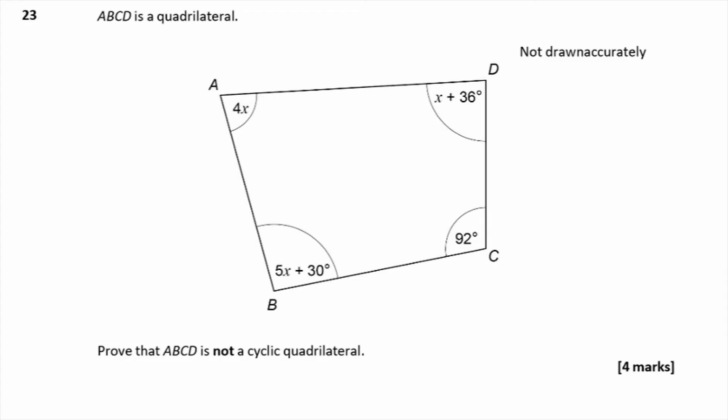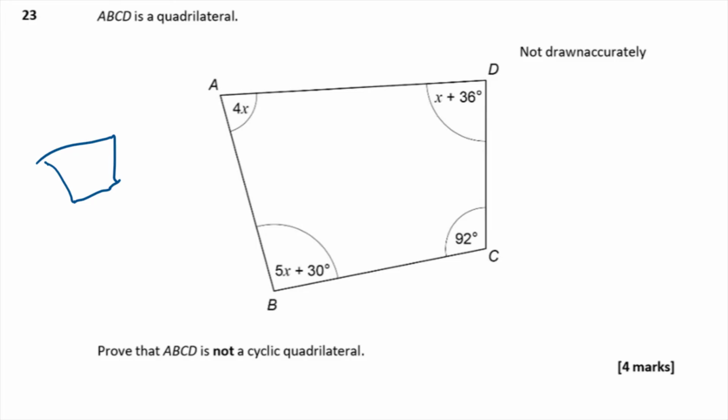Prove that ABCD is not a cyclic quadrilateral. A cyclic quadrilateral is a special sort of quadrilateral. You would normally see it drawn inside a circle, but if I take the circle away, it's still a cyclic quadrilateral. It's not the circle that makes it a cyclic quadrilateral.